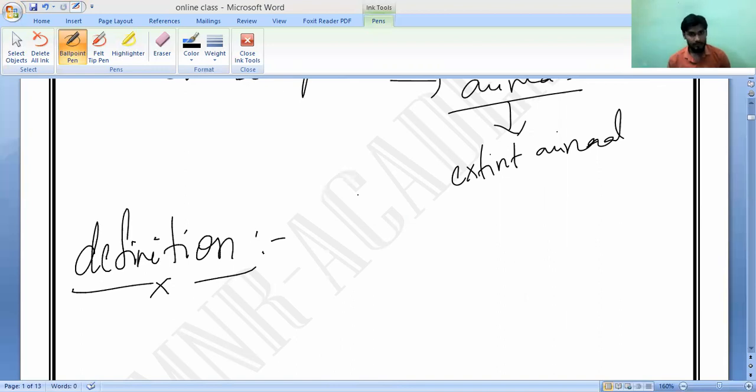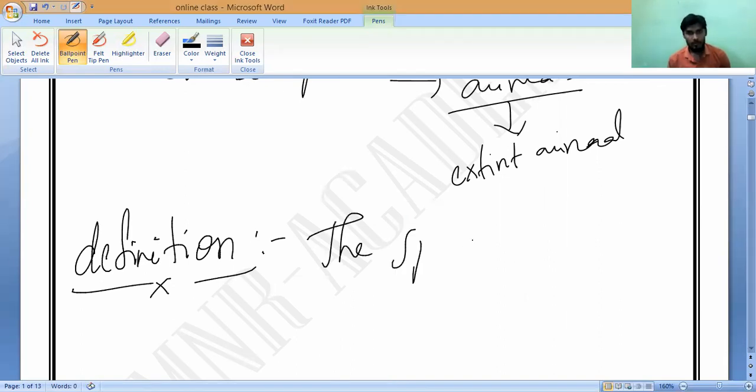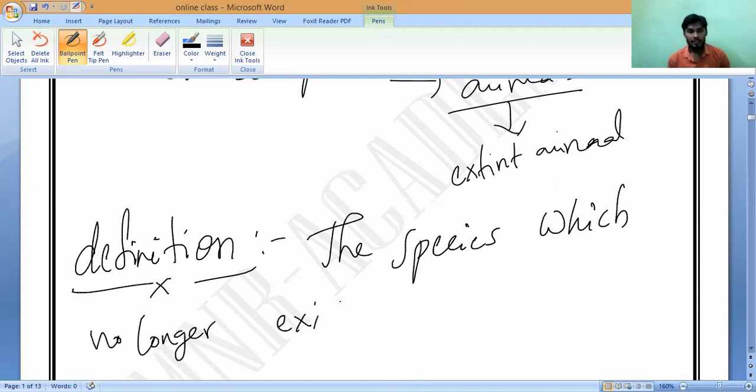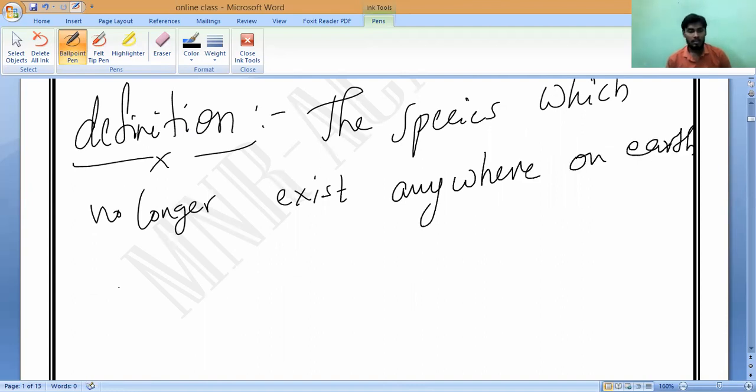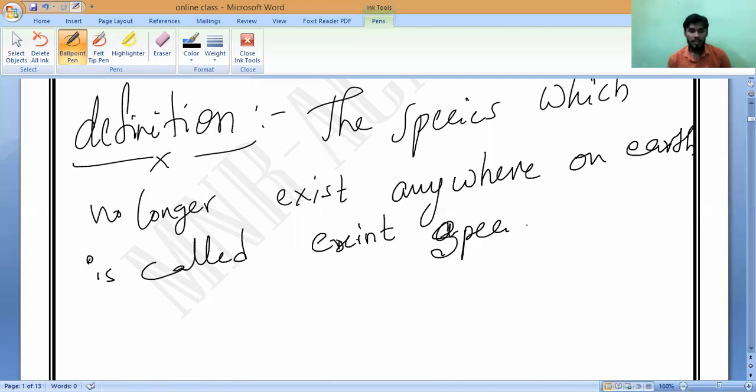The species which no longer exist anywhere on the earth. No longer exist anywhere on the earth. No longer exist anywhere on earth is called extinct species, not animals. Extinct species.